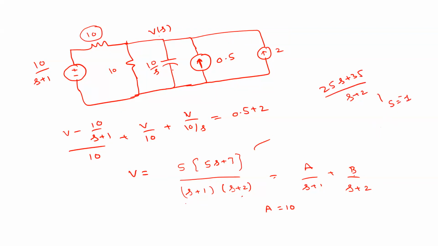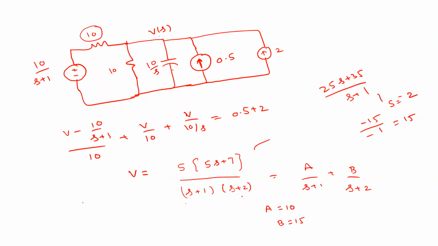I will calculate B. So now it will be S plus 1, so substitute S equal to minus 2. 50, minus 50 plus 35, so minus 15. So B is 15. Just check it out. Am I doing wrong? Correct, sir. A is 10 and B is 15.